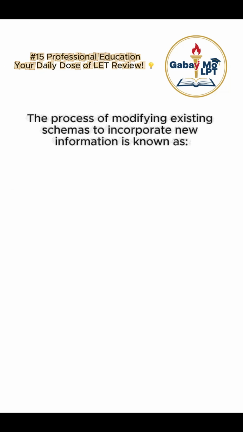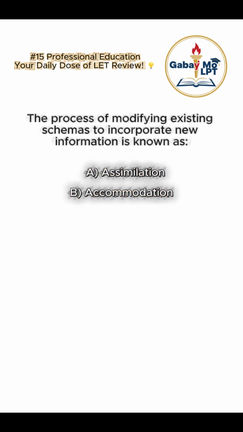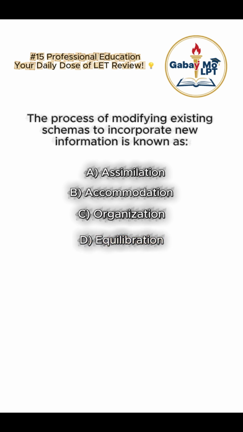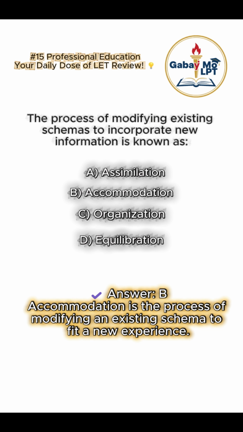The process of modifying existing schemas to incorporate new information is known as A. Assimilation. B. Accommodation. C. Organization. D. Equilibration. Answer: B. Accommodation is the process of modifying an existing schema to fit a new experience.